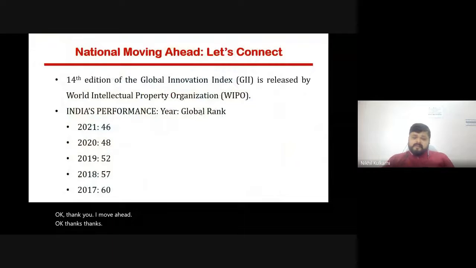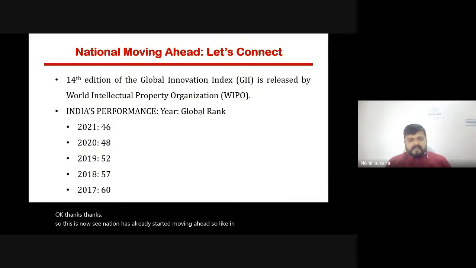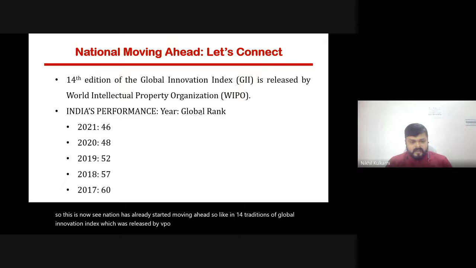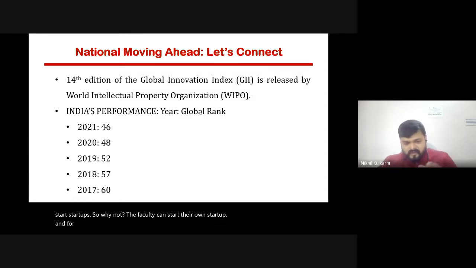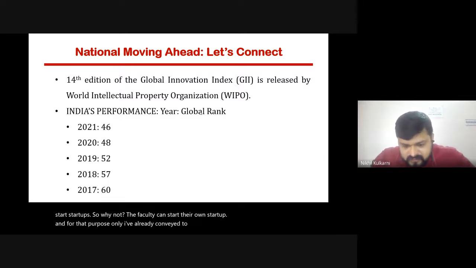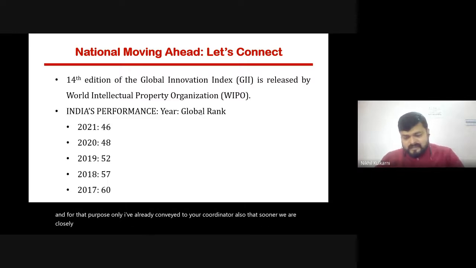So now see, the nation has already started moving ahead. In the 14th edition of the Global Innovation Index, which was released by WIPO, the World Intellectual Property Organization, India's performance is very, very phenomenal. We are now at the 46th rank in the whole world. If you want to go into the top 5, we need entrepreneurs from the faculties. If the faculties teach the students, and the students can start their own startups, then why can't the faculty start their own startups? For that purpose, I've already conveyed to your coordinator that we are going to work closely with the polytechnics.